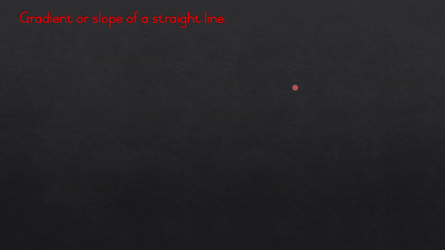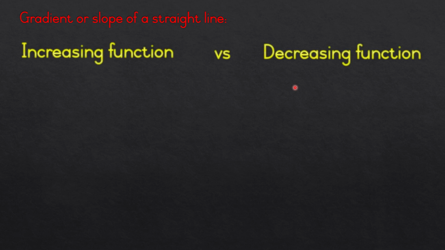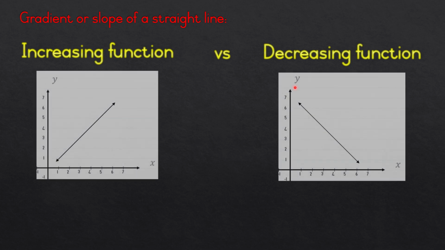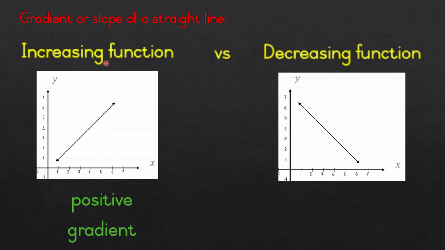Okay, so let's look at the gradient or the slope of a straight line. This is important as you are going to use it. We started just now and we looked at increasing and decreasing functions. An increasing function looked like that and a decreasing function looked like that. If we just look at the graphs, they look very similar, except this one starts at the bottom, goes at the top, starts at the top, ends at the bottom. So an increasing function has a positive gradient, and a decreasing function would therefore have a negative gradient.